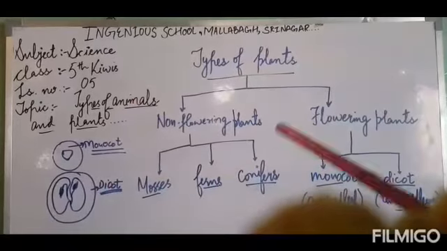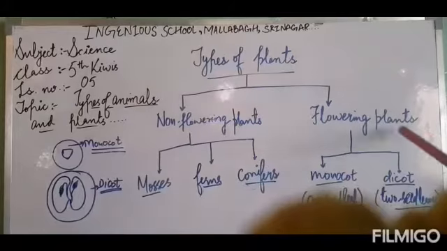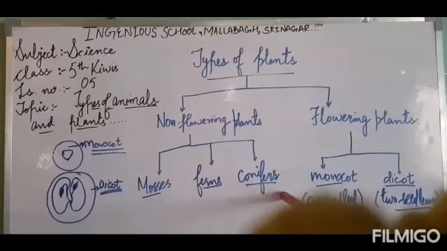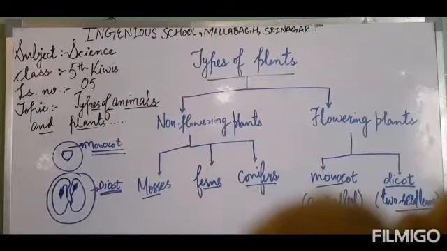Okay, kids, so today you learned about the types of plants, that is non-flowering plants and flowering plants. Non-flowering plants have 3 types: mosses, ferns and conifers. Flowering plants have 2 types: monocots and dicots.